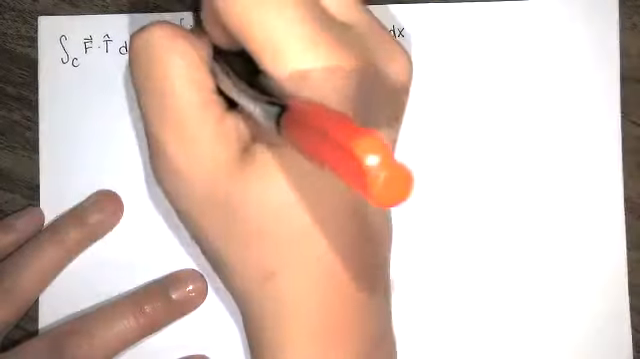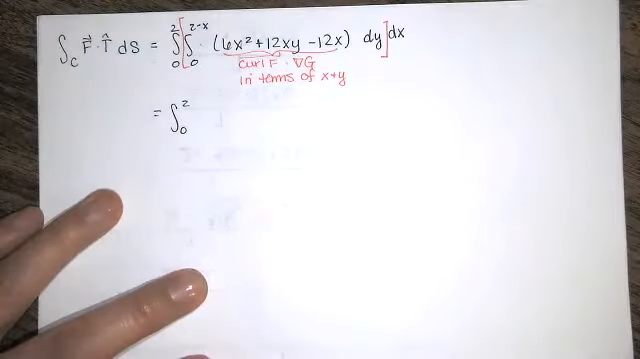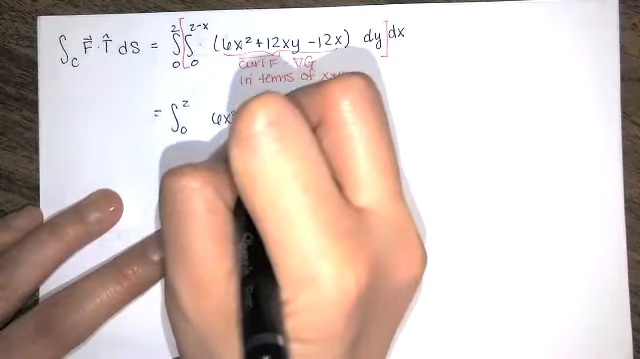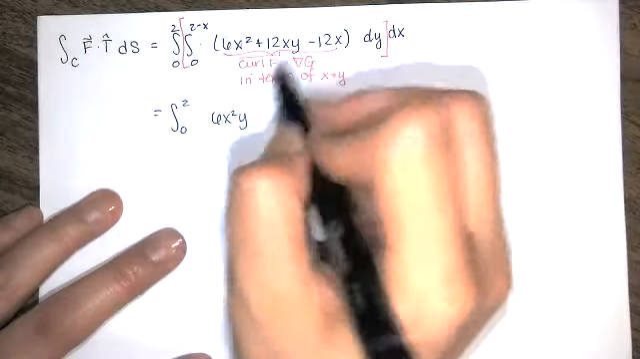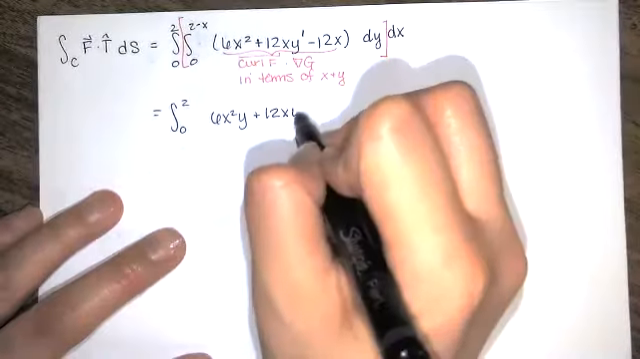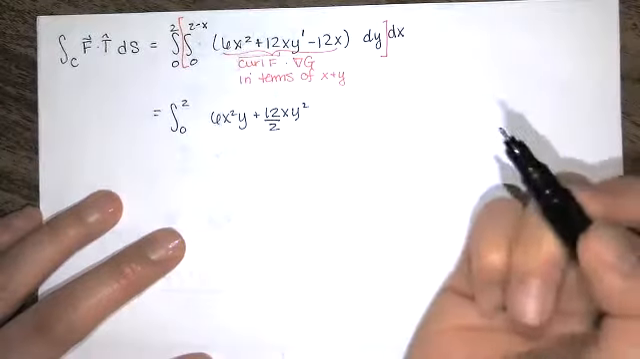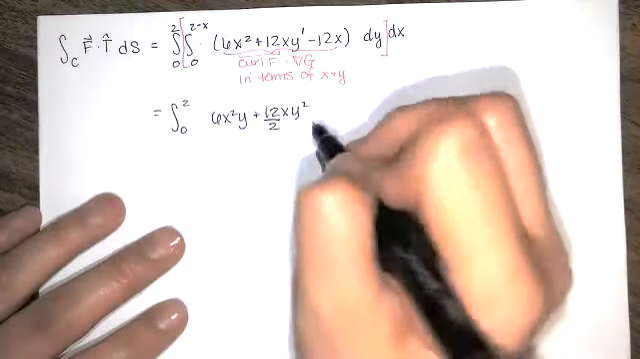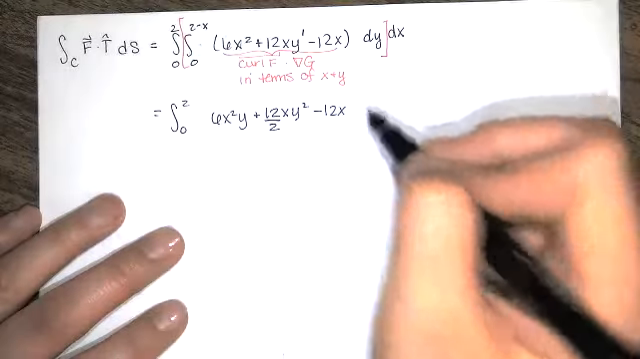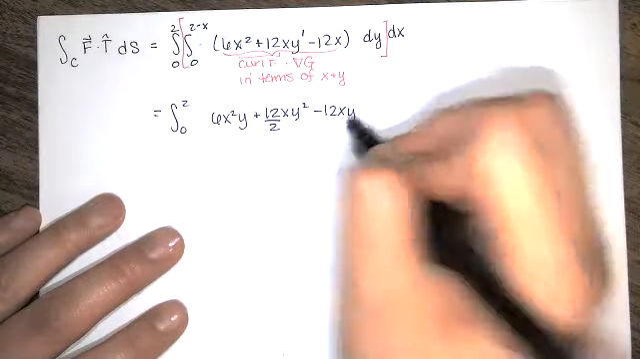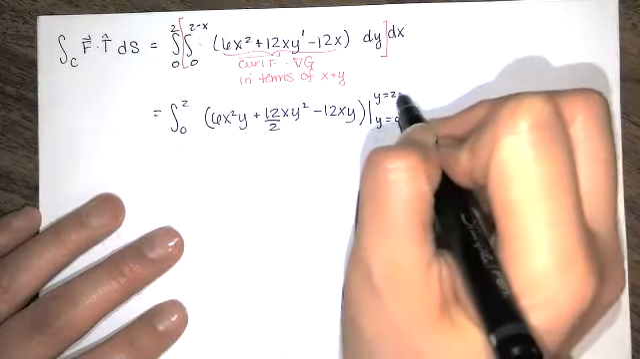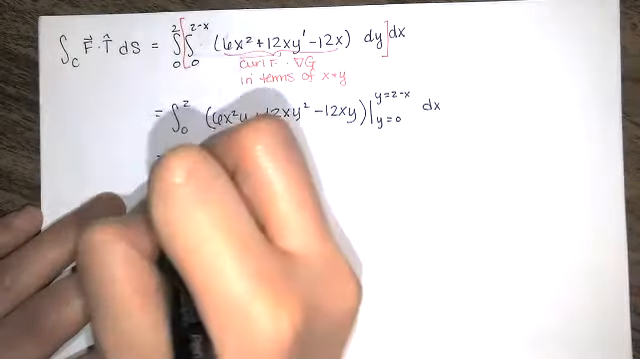Start on the inside and work your way out. The antiderivative of this with respect to y is just itself times y. That 12x is constant, so you bring it down. Antiderivative of y to the first with respect to y is y squared over 2. Add 1 to the exponent, divide by the new exponent. The antiderivative of 12x with respect to y, that's constant with respect to y, is that constant times y. Then you substitute in y equals 0 and y equals 2 minus x and subtract.